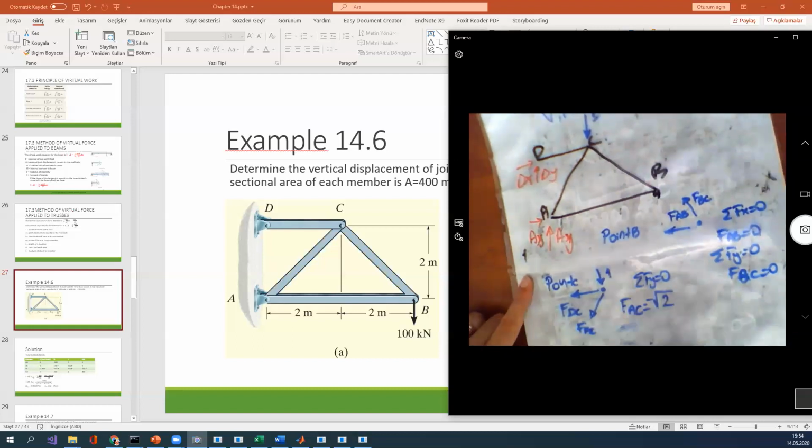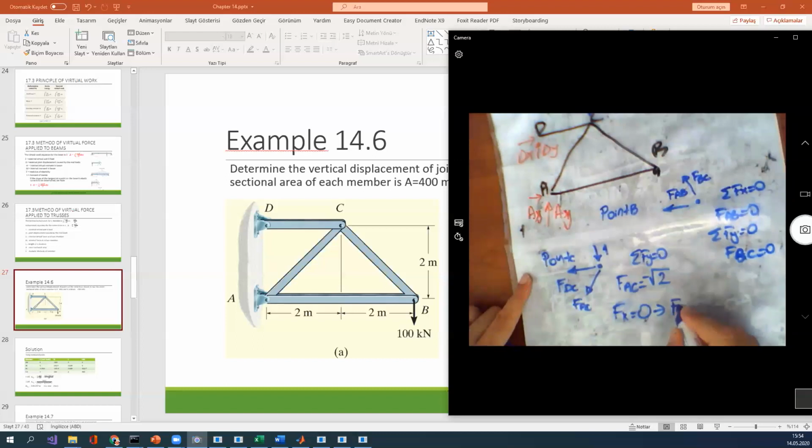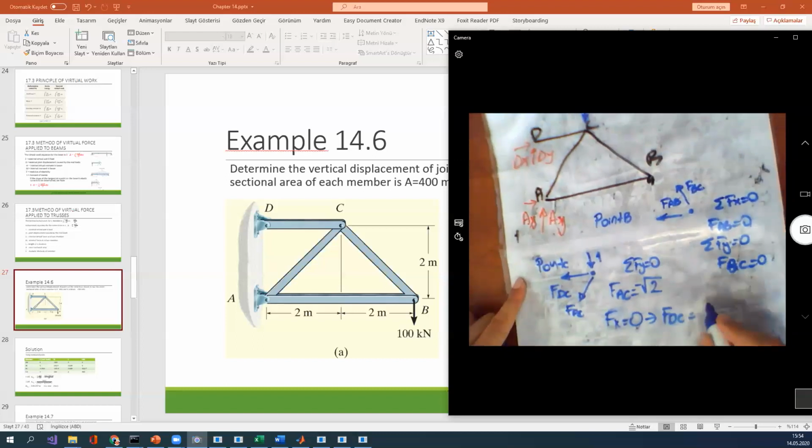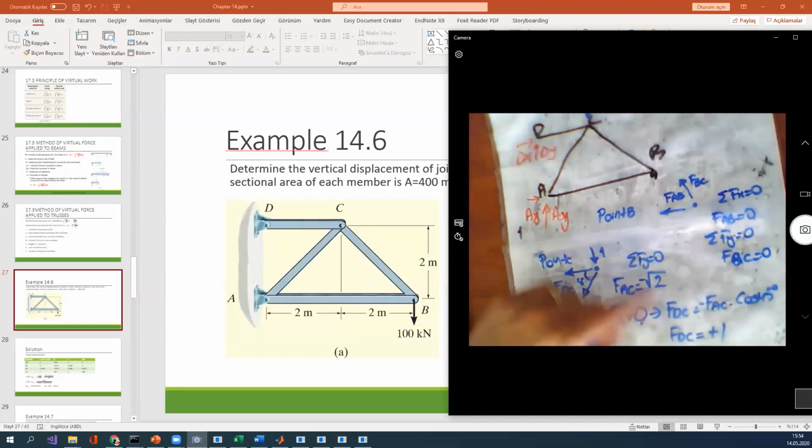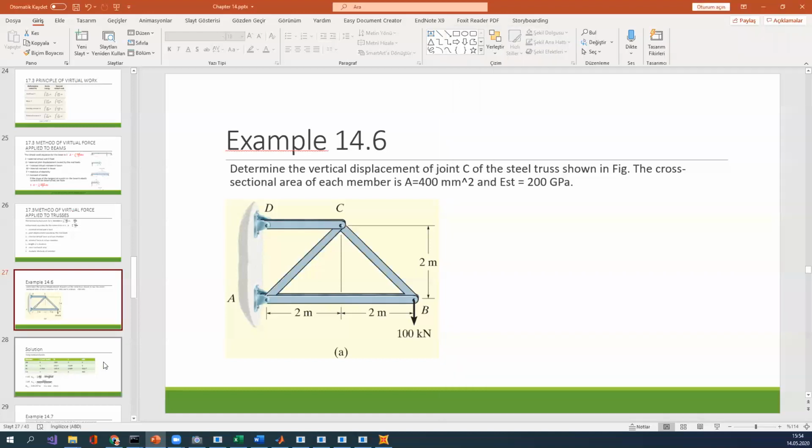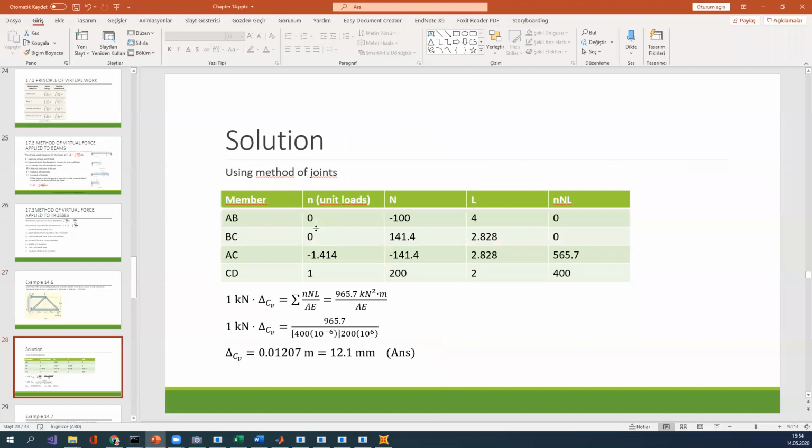Also, sigma Fx equal to 0. You can see F_DC is equal to F minus F_AC times cosine 45 degrees. This angle is 45. Okay, and I can see F_DC is equal to positive 1. And I can put this value on our screen. Also in the table you can see 0, 0, 1, minus square root 2, 1.